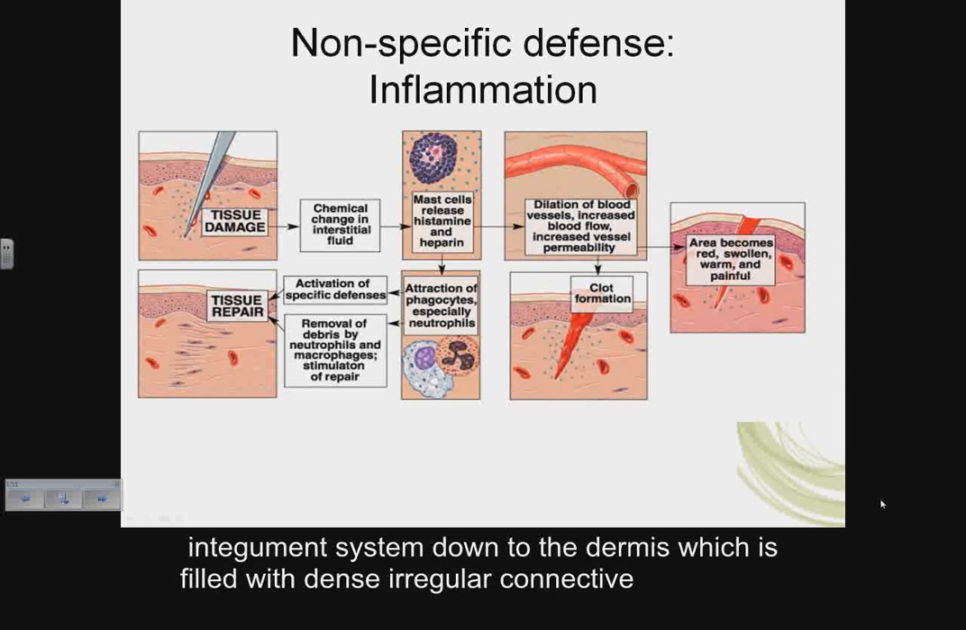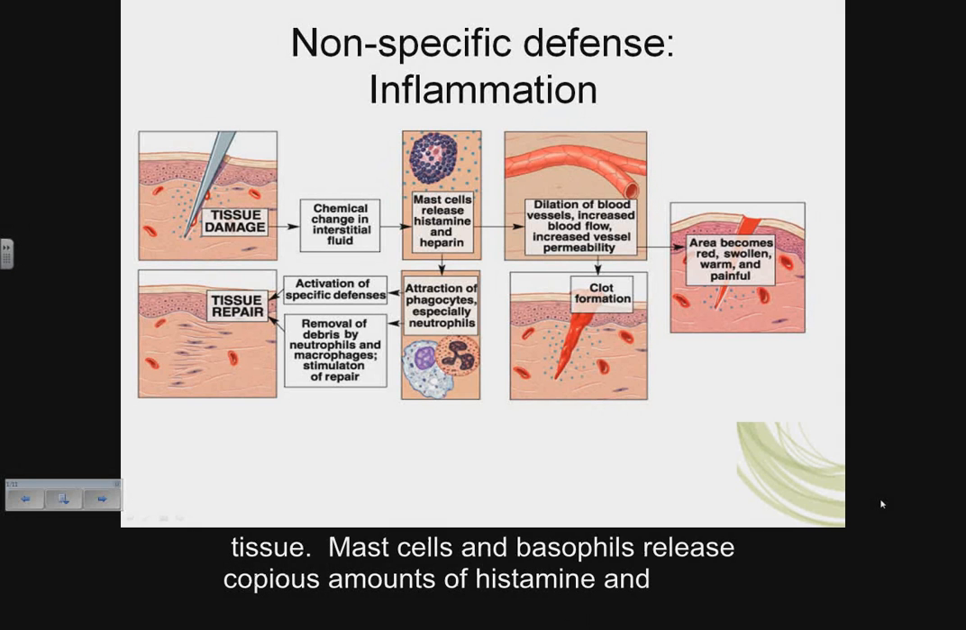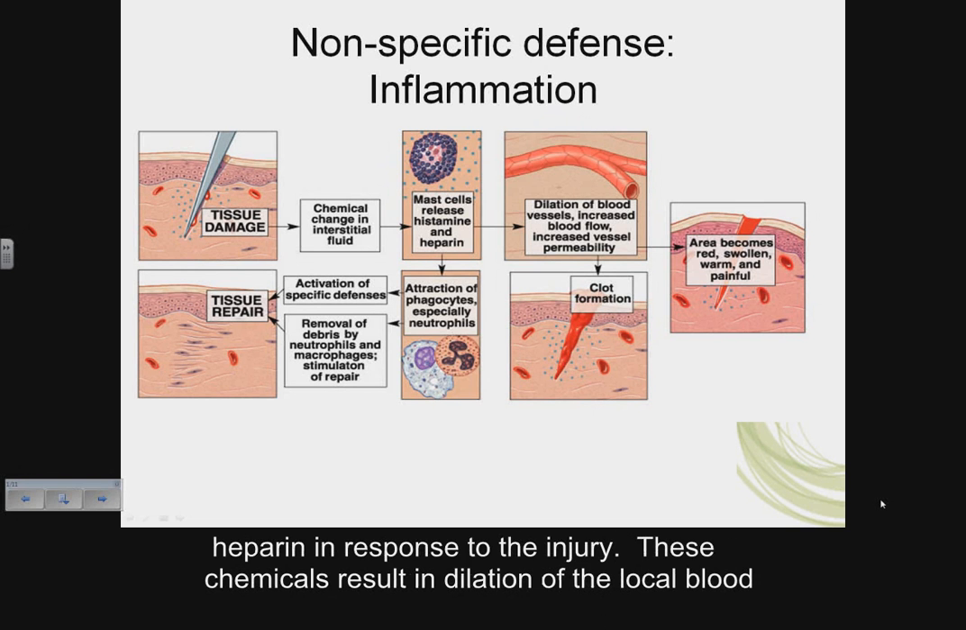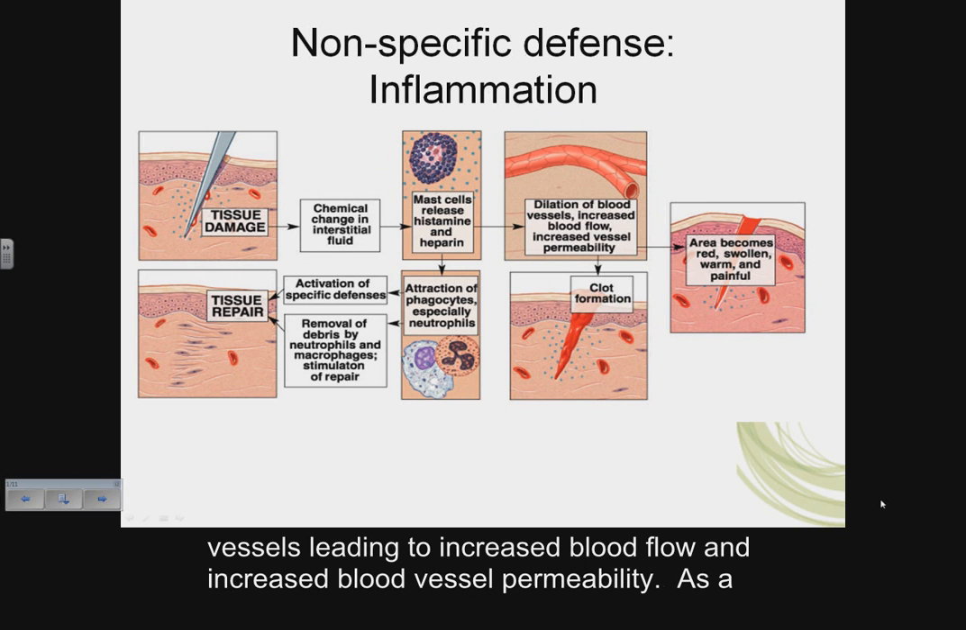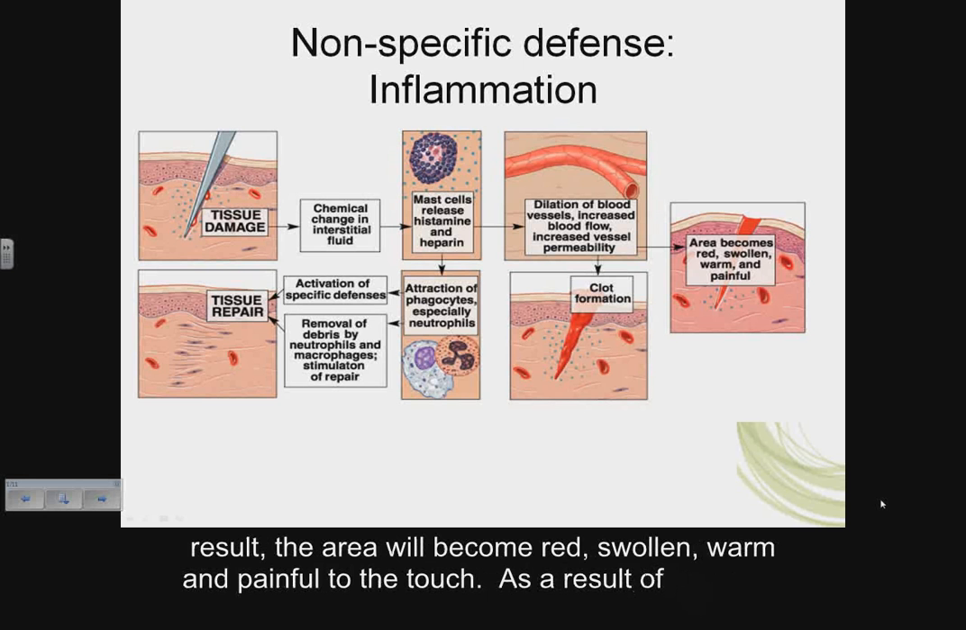Here we see a knife protruding through the integument system down to the dermis, which is filled with dense, irregular connective tissue. Mast cells and basophils release copious amounts of histamine and heparin in response to the injury. These chemicals result in dilation of the local blood vessels, leading to increased blood flow and increased blood vessel permeability. As a result, the area will become red, swollen, warm, and painful to the touch.